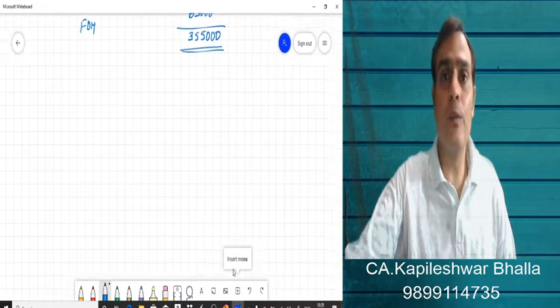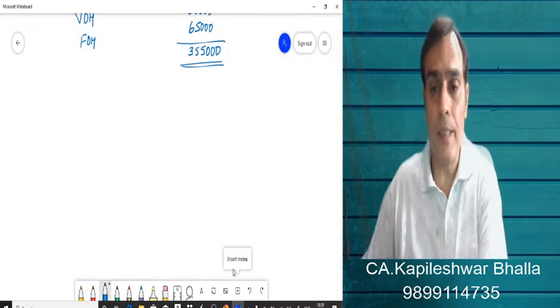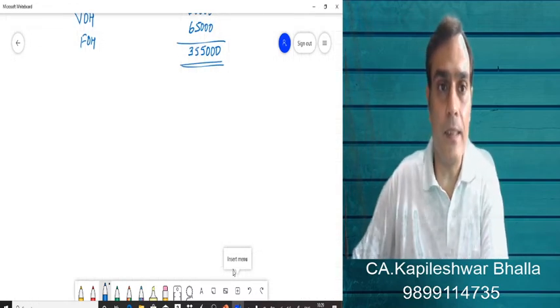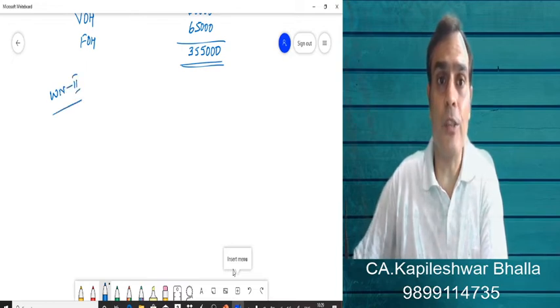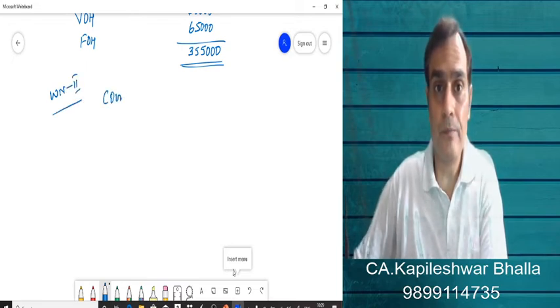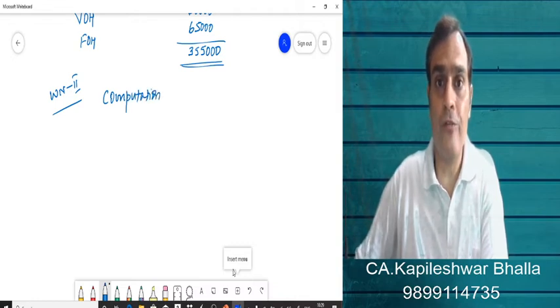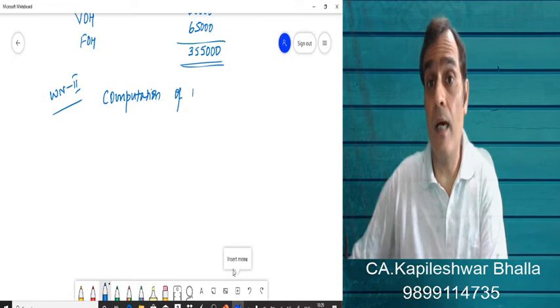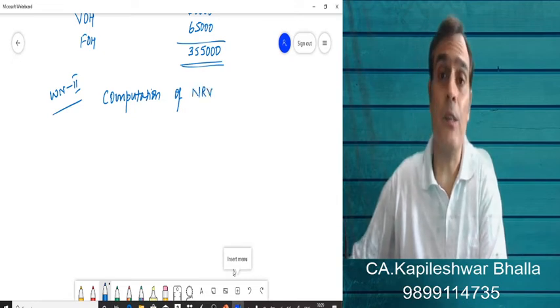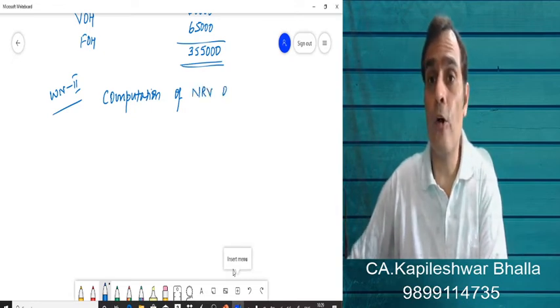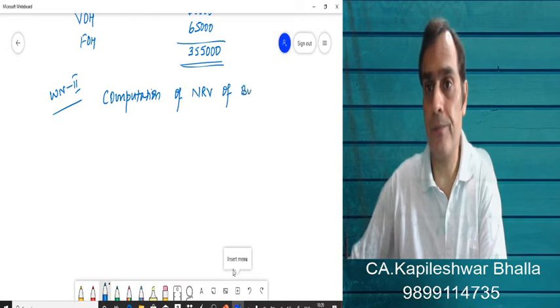Okay, so now we can go to the second working note. Let's create working note number 2, in terms of computation. The computation of NRV, net realizable value of byproduct. So we need to get the net realizable value of the byproduct.